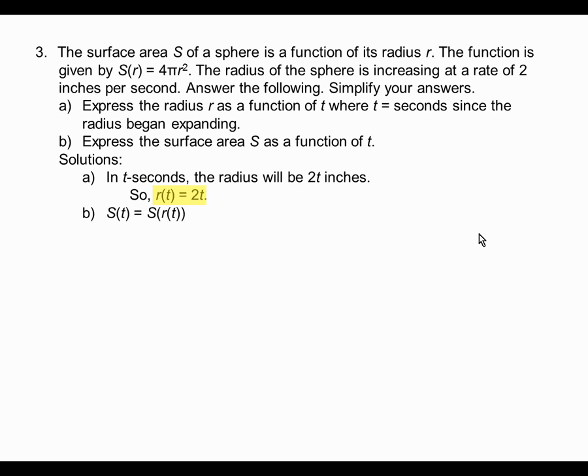For part B, okay, S of t will be S of r of t. Because remember, it's normally S of r, but here is r as a function of t. So in my formula for S, I'm going to replace r with r of t, which is 2t. So I'm going to have 4 pi times 2t squared. Again, I just replaced r of t with 2t, and it's supposed to be squared according to the formula. This becomes 4t squared. So I have 4 pi times 4t squared, and you should do the 4 times 4. So I get 16 pi t squared. There's S as a function of t.